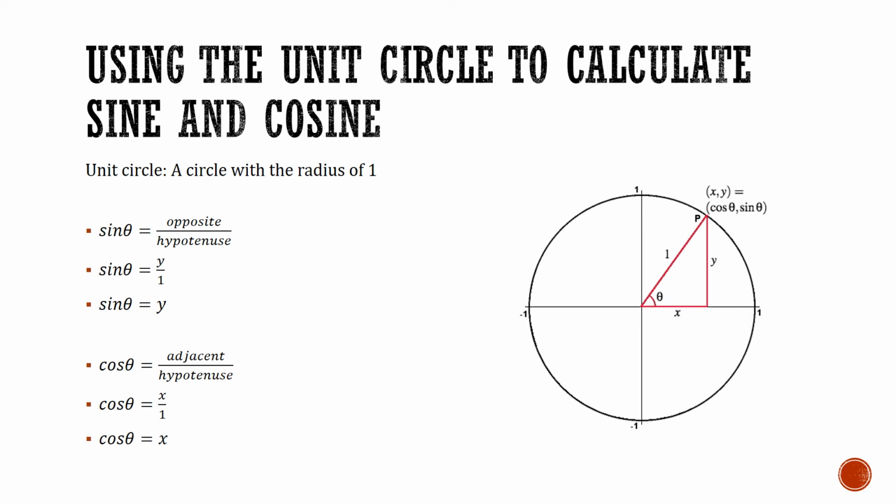Cos of theta, the adjacent over the hypotenuse, the adjacent is x. Therefore, x divided by 1 is just x. So sine theta equals y, and cos theta equals x. All right. So this point up here has an x value of cos theta and a y value of sine theta.